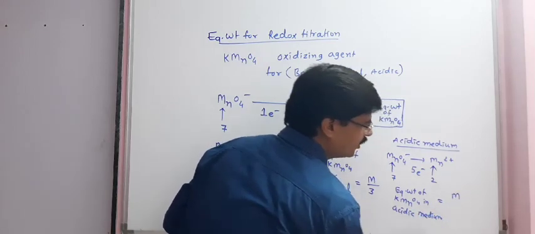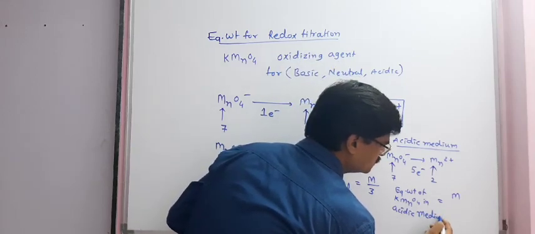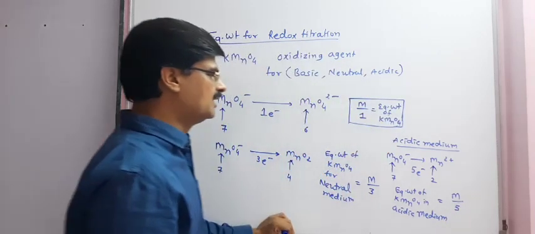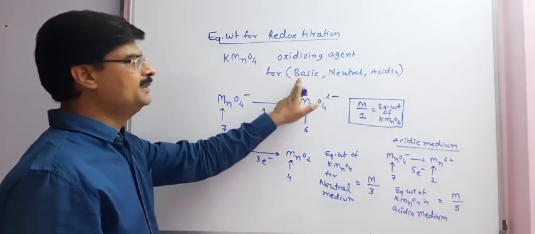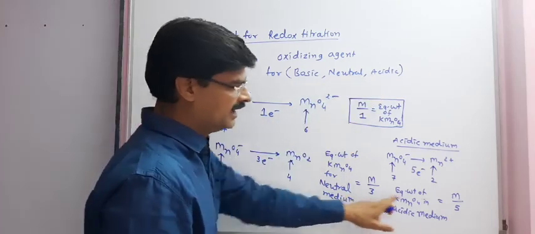Just divide its molar mass by 5. So simply we can remember 1, 3, 5.